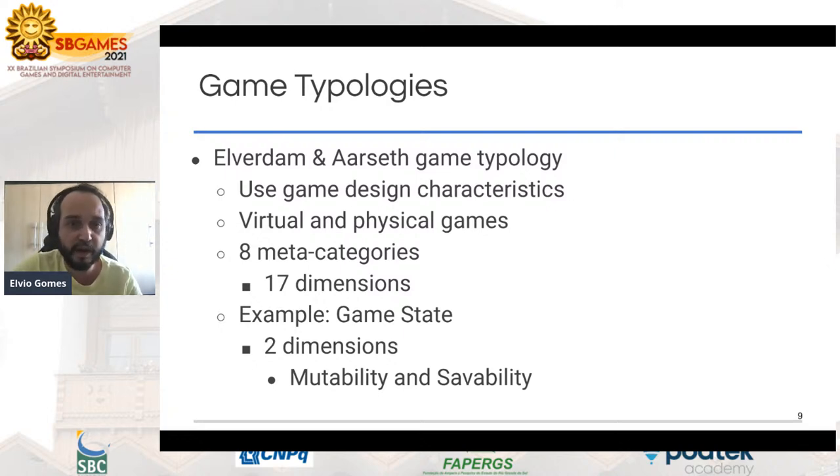They use game design characteristics, and this typology can be used for virtual and physical games. They divided this typology into 8 meta categories. These meta categories are divided into 17 dimensions. For example, one meta category is game state, which has 2 dimensions, mutability and savability. Mutability is based on whether the agent can have mutations like power-ups, and savability is based on whether the game can be saved or not.